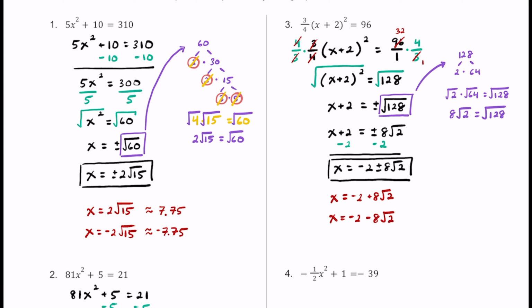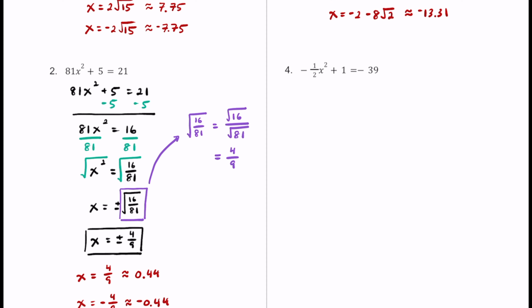And if you were more comfortable with just kind of seeing what these were approximately as decimals, this negative 2 plus 8 root 2, rounded to the nearest hundredths place, is about 9.31. I'm going to go ahead and write it like that. And then if we were to take the negative 2 and take away 8 root 2, that would be about negative 13.31, rounded to the nearest hundredths place as well.